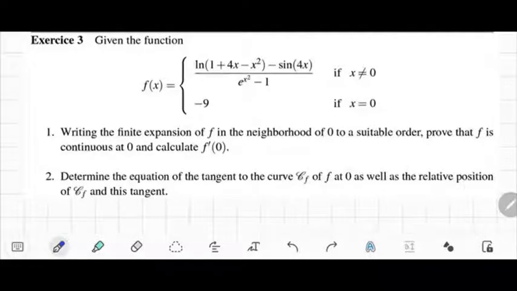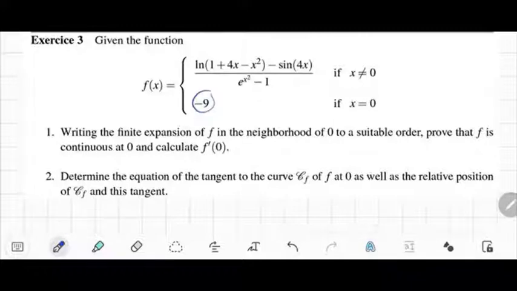Hi, we continue exercise sheet 6 and we'll solve now exercise 3. We have the function f of x that's equal to ln of (1 + 4x − x²) − sin 4x over e^(x²) − 1 if x is not equal to 0, because if x is equal to 0, this expression is not defined. And we put the value −9 for x equals 0.